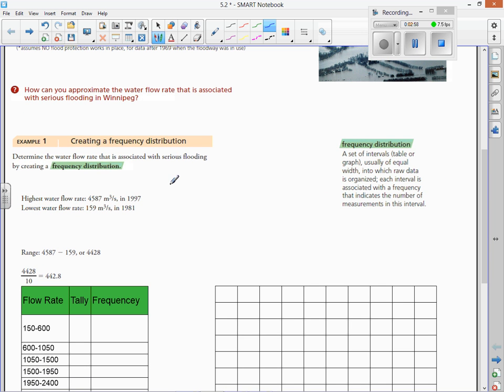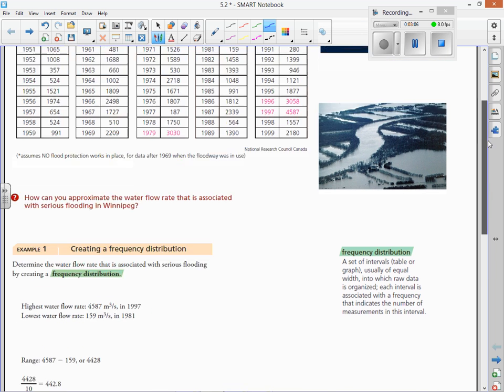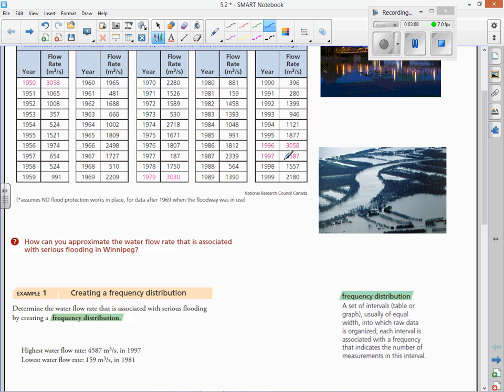First, we're going to look at our highest flow rate and our lowest flow rate. Our highest flow rate was in 1997, and lowest was in 1981. So in 1997, 4,587 cubic meters of water flowed past in 1 second, and in 1981, you had 159 cubic meters of water.